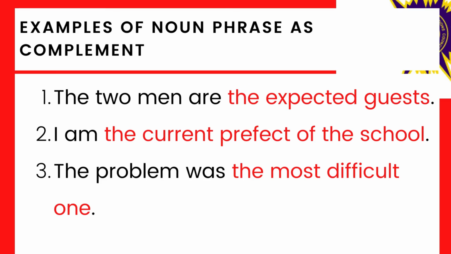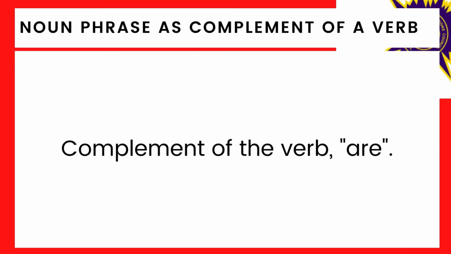Lastly, the problem was the most difficult one. The most difficult one being the noun phrase in consideration follows after which verb? It is a linking verb was. Besides, it goes back to re-identify the problem. The function therefore is simply a complement of the verb was. Again, notice how I say the functions. They are not complements of the sentence, neither are they complements of the subject, but they are complements of the verb.